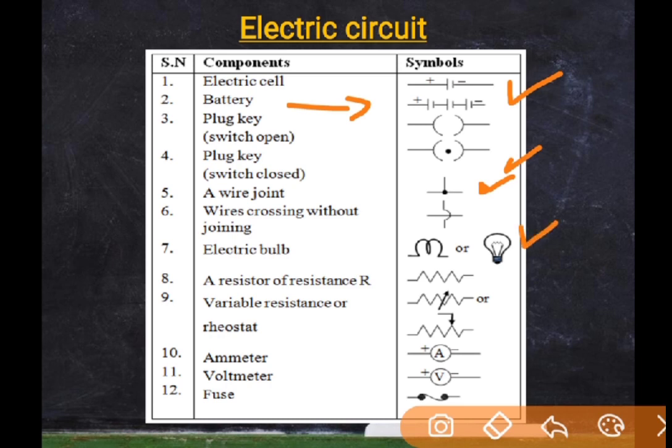Now this is the electrical bulb. You can use this symbol, which is much easier, right? Now this zigzag line represents a resistor or a resistance. If this resistance is a variable resistance, it is known as a rheostat. So this second symbol represents a rheostat. There are two symbols for rheostat. These are the two symbols, right?